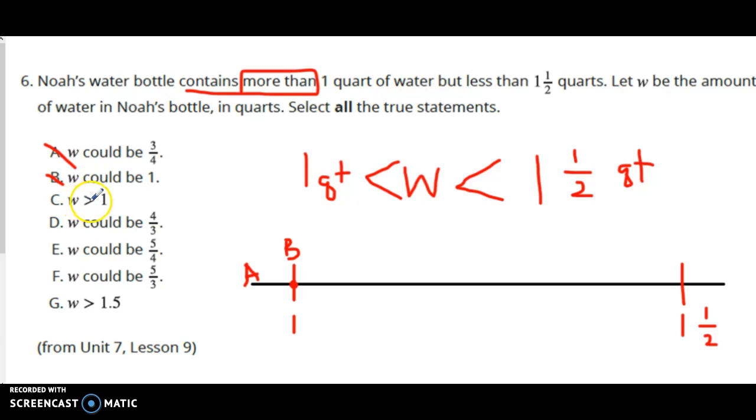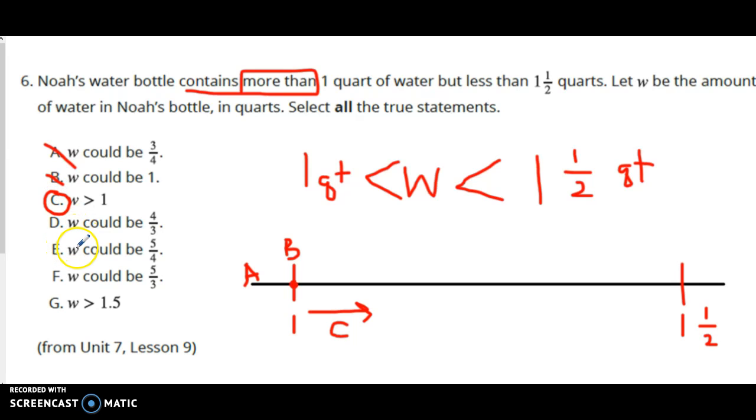C, W is greater than 1. That matches our inequality here. So for C, I'm just going to draw an arrow. C is saying that W is greater than 1, which could be true. Has to be true, in fact.